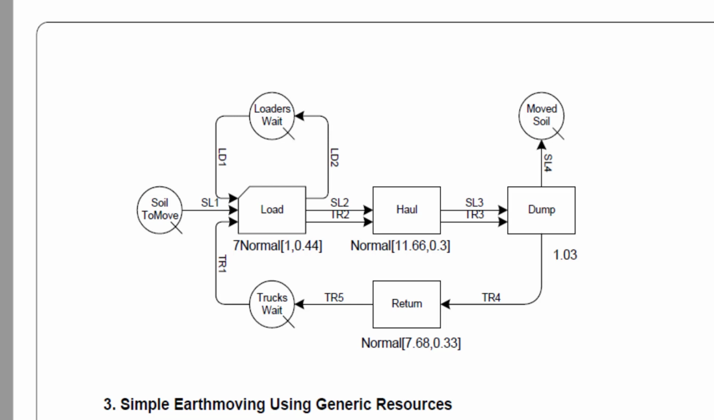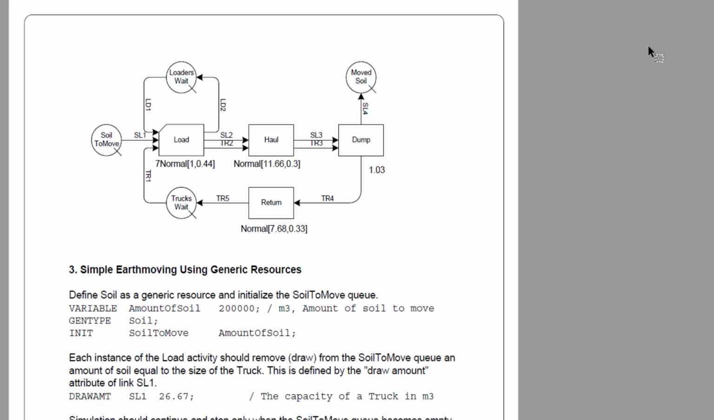Notice also that in this model the soil actually moves through the network. Precisely the amount of soil that is drawn from soil to move and moves through all the soil links equals a truck load of soil, which in this particular model is 26.67 cubic meters.